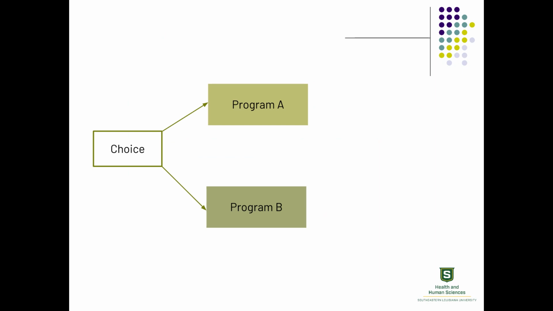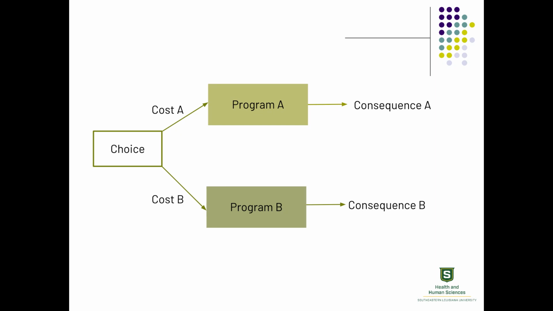To illustrate that with a diagram, we have a choice. Let's say we start with this choice, and in order to implement this choice, we could either use program A to be able to do that, or we could use program B. And economic evaluation will look at this comparative analysis. It will take into account what the cost of implementing program A is, but also what the consequences of implementing program A are. Similarly, it's going to look at the cost of implementing program B, and also the consequences of implementing program B.